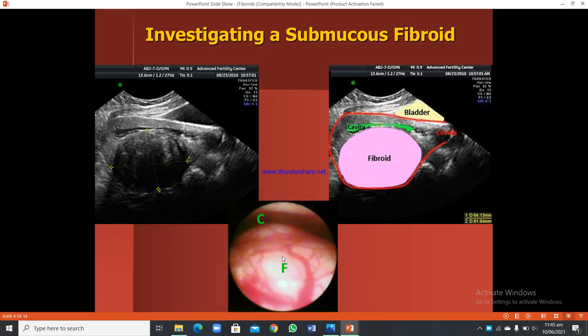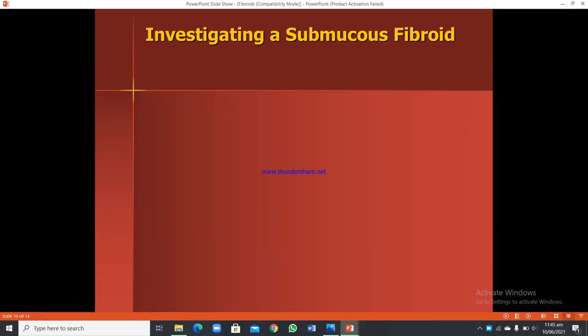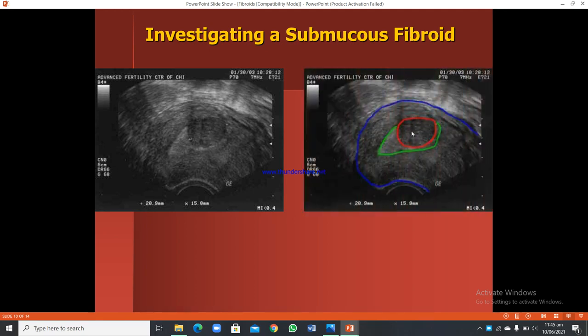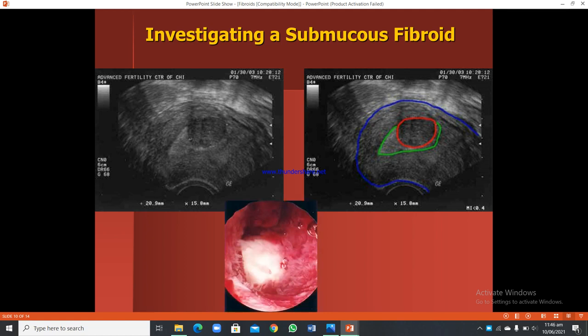Again, it is the laparoscopic view. You can see the fibroid here. Investigating a submucous fibroid, you see in this picture, this is the fibroid. Again, you can see this is the fibroid and this is the endometrium. Endometrium, fibroid, endometrium, fibroid, which is lined by a red line. And this is the laparoscopic view, panoramic view, you can see the fibroid.